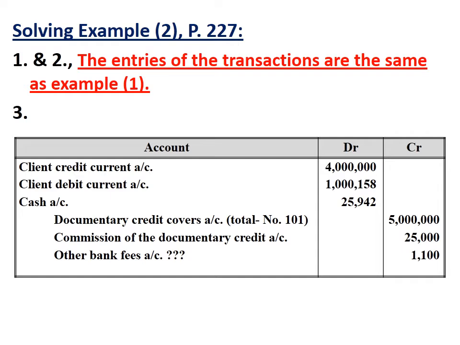How to solve this example? First of all, for step number 1 and step number 2, the entries of the transactions are just the same as in example 1. So no entry for the first transaction or for the first step. The second step, as we mentioned, we prepared the regulatory entry. But number 3, we debited the client credit current account by 4 million.